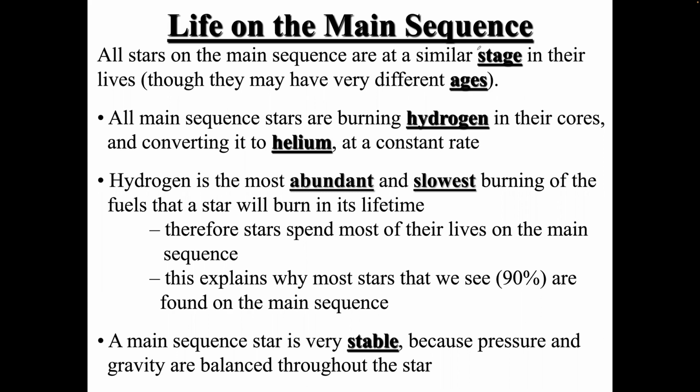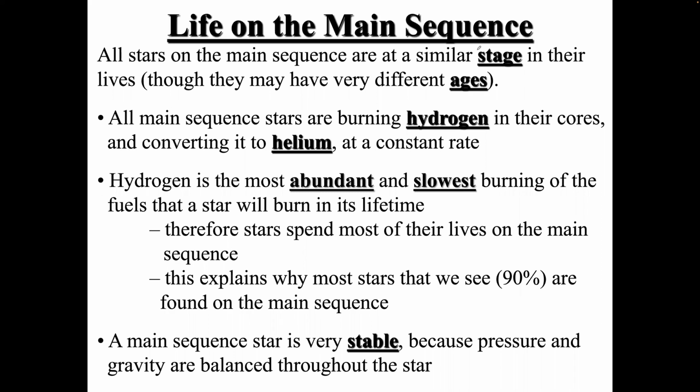Now this is why, when you plot an HR diagram for a particular star cluster, statistically 90% of the stars will be found on this main sequence, because at any given time, this is the stage where most of the stars spend their life. So it makes sense to find most of the stars at the main sequence stage, right?